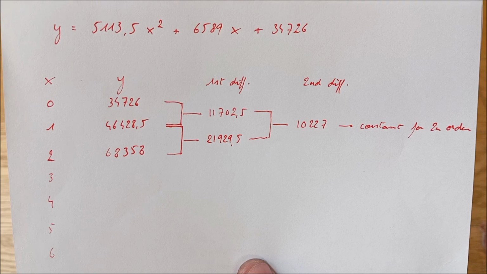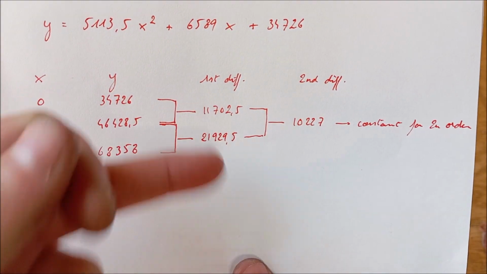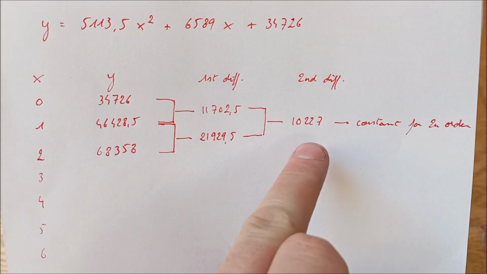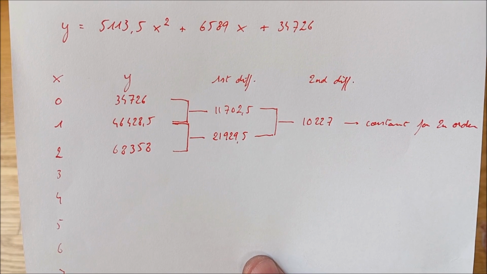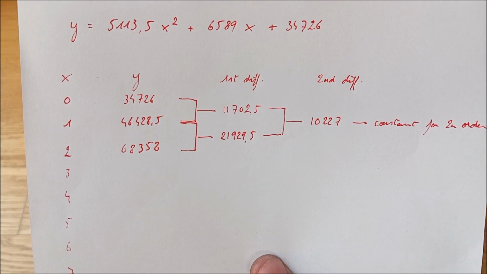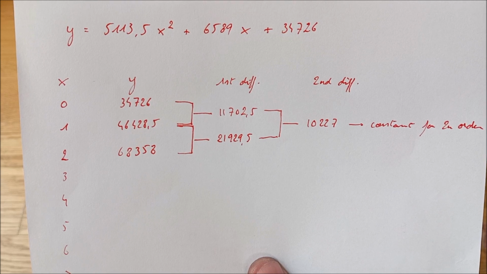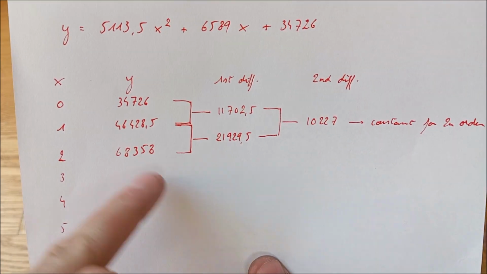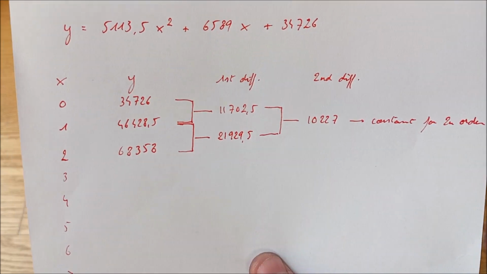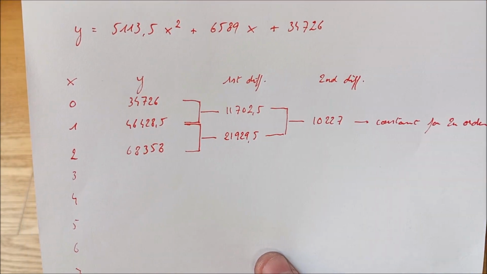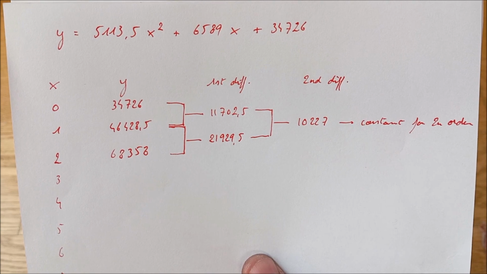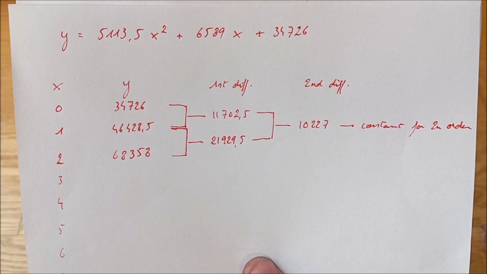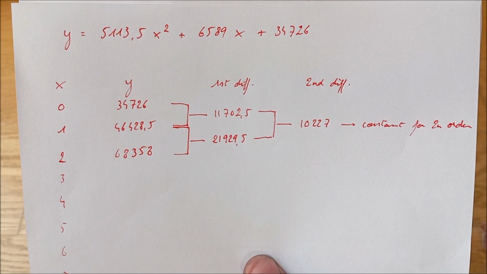Since we have a second order function, you can also calculate the difference between these two numbers and we will find 10,227. We know, because it's a second order function, that if we would keep doing this, calculating values for y, calculating first and second differences, the second difference would be constant. So this is what a difference engine is based on.